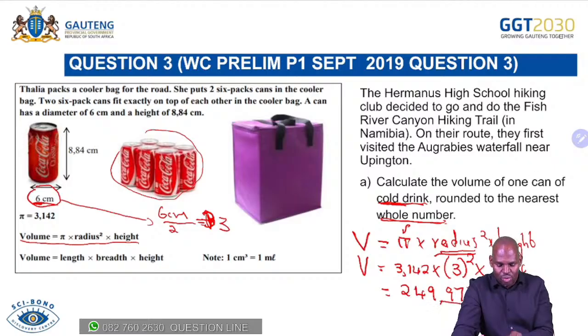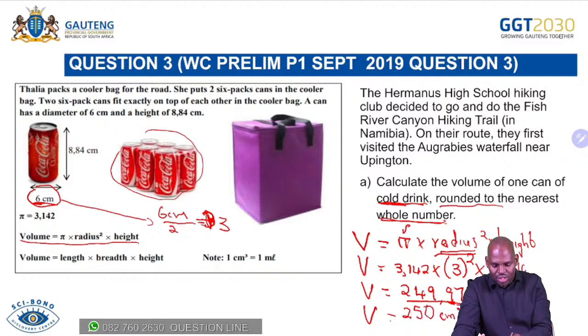So there's our volume, but we haven't answered the question completely, because there's a second part where they say rounded to the nearest whole number. You know about the rounding, 249.9. The moment the first digit after the comma is 5 or more, this will change to the higher number. So this will become 250. So it's 250 cubic centimeters.